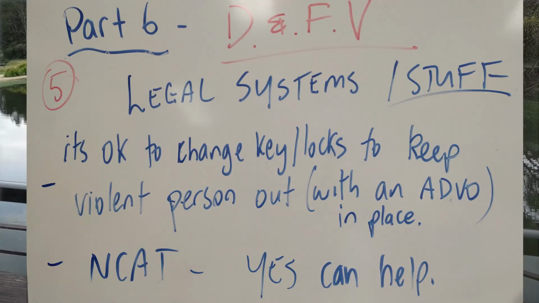So 5 was about the legal systems. Working with people exiting homelessness in the legal system can be complex. Choose true or false for each statement regarding different aspects of the legal system. The first one, I would say that it is okay to change the locks to keep a violent person out when there's an ADVO in place. So the answer would actually be false, because they're saying it is illegal, but it is legal.